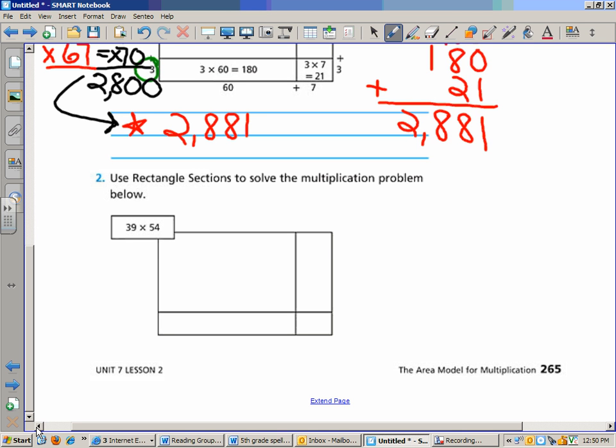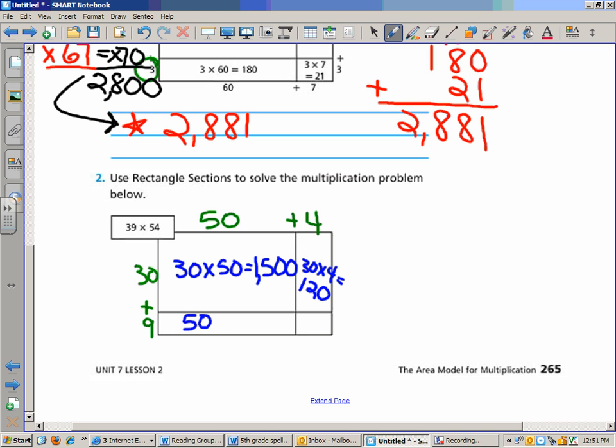So 39 breaks apart, and we have 30, so 3 tens, plus 9 ones, and 54 then is 5 tens, plus 4 ones. Okay, piecing it together, we're going to take 30 times 50. Well, 3 times 5 is 15, and it's 100 times bigger, so 1,500. Moving over, we have 30 times 4. I know 3 times 4 is 12. 10 times bigger, 120.